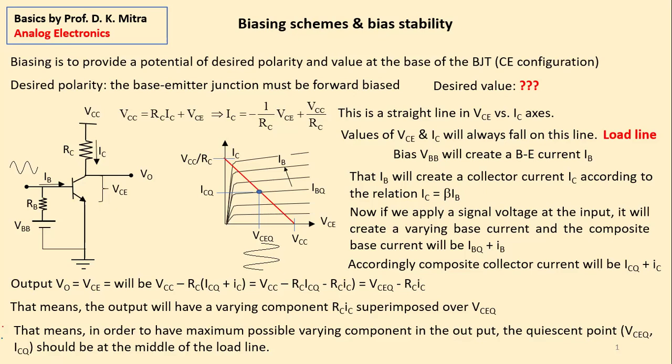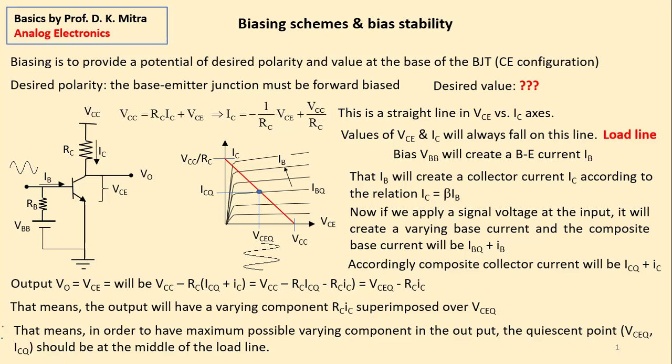So I shall stop this lesson here with the conclusion that biasing is providing a suitable, fixed DC voltage to the input or base of the transistor, so that the required value of collector current is produced, so that we get maximum peak-to-peak output of the amplifier. So this lesson ends here.